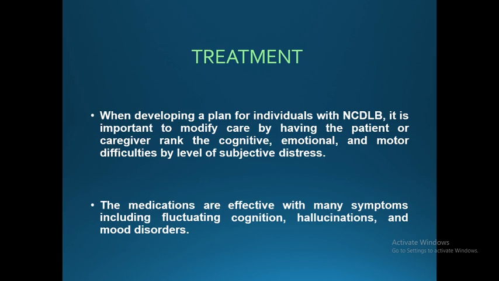Treatment for this condition: when developing a plan for individuals with NCDLB, or dementia due to Lewy bodies, it is important to modify care by having the patient or caregiver rank the cognitive, emotional and motor difficulties by level of subjective distress. Now, what is this? It's important to rank the level of difficulty. And the medications are effective with many symptoms, including fluctuating cognition, hallucination and mood disorders.